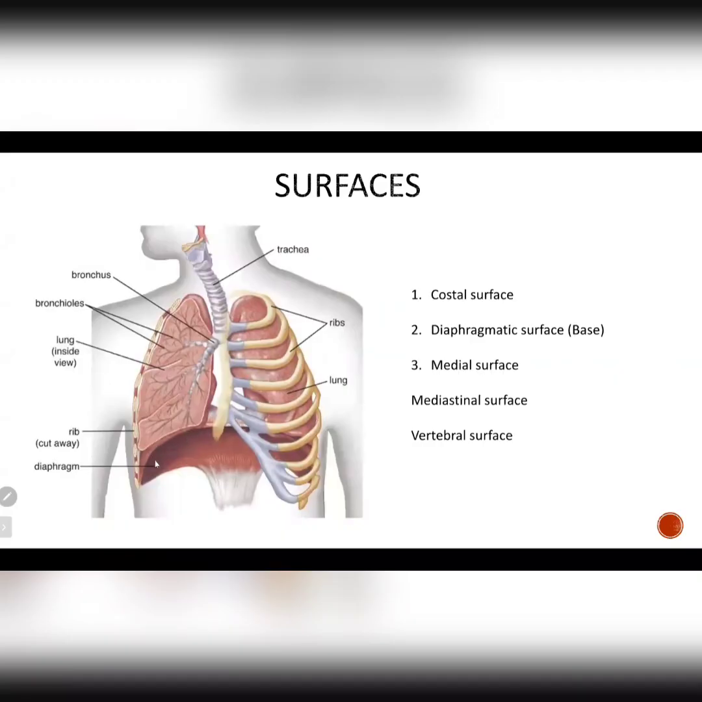The diaphragm is the musculo-aponeurotic structure which separates the thoracic cavity from the abdominal cavity. This surface of the lung is called the diaphragmatic surface or the base. Now the lung also has a medial surface. The medial surface of the lung is related to the mediastinum.